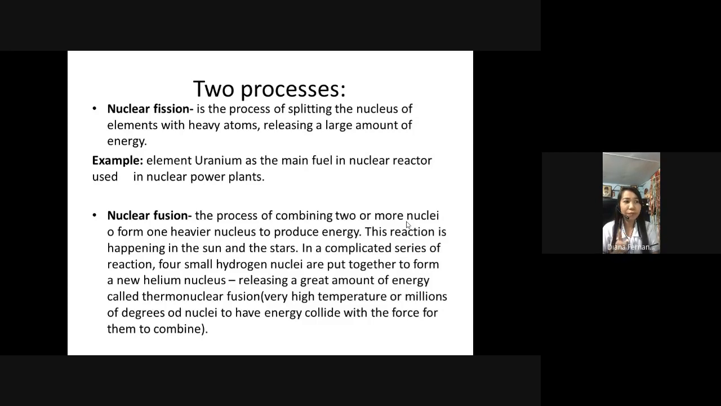Nuclear fusion is the process of combining two or more nuclei in a form of molecules and produce energy. So, ang nuclear fission naman, ito yung mga sa stars. Pag nagkakaroon ng collision, yung stars. It is a process of splitting of the nucleus of elements with heavy atoms releasing a large amount of energy. Example is the element uranium. Pero yung mga ginagamit sa like atomic bombs, yon. So, the process used there is nuclear fusion. Okay? So, naiintindihan nyo ba yung pagkakaiba ng dalawa? Okay.